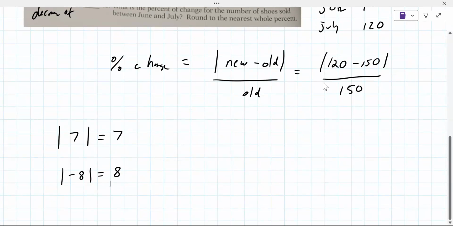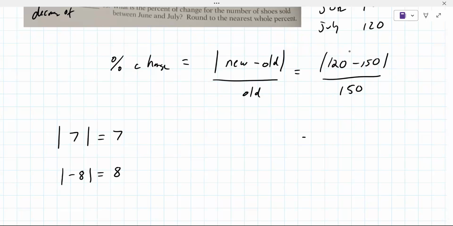Now, the second thing is that nowhere am I telling you to multiply by 100 yet. You can do that, but I just wanted you to do this part first, because the more things I throw at you, the harder it becomes to process. So again, 120 minus 150 is negative 30. Then the absolute value, what does that become? It would be plus 30 divided by 150. Can you give me that number?